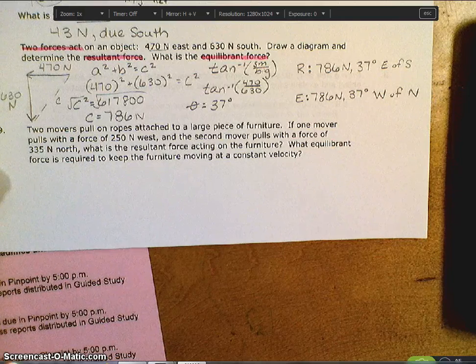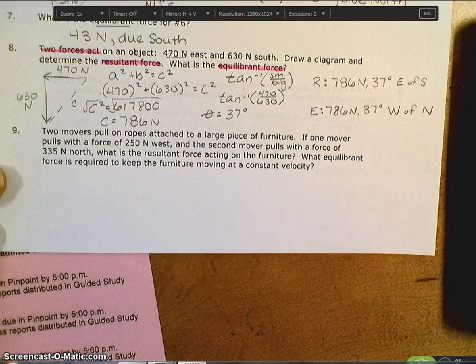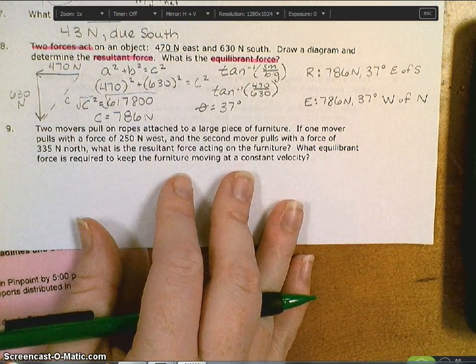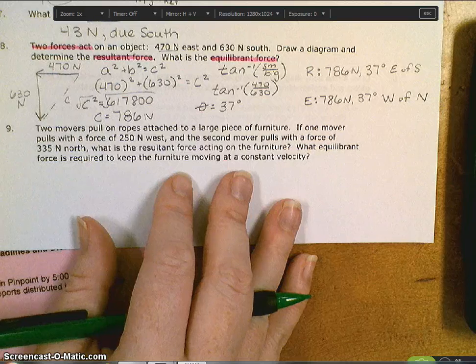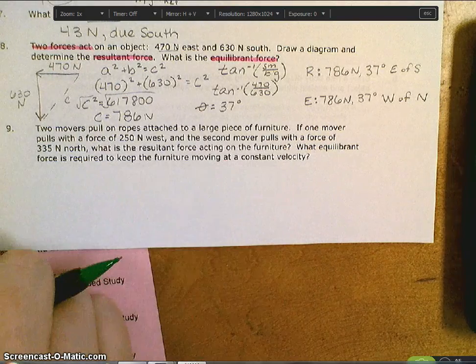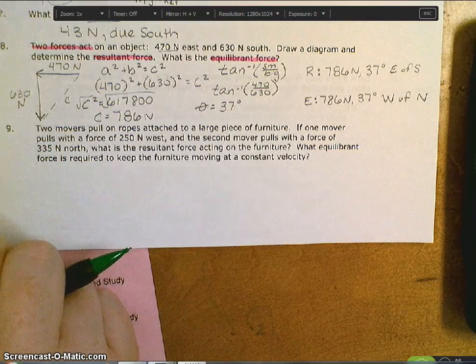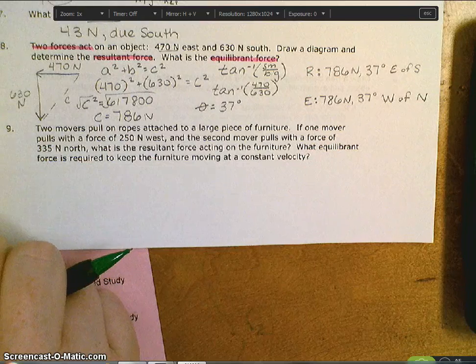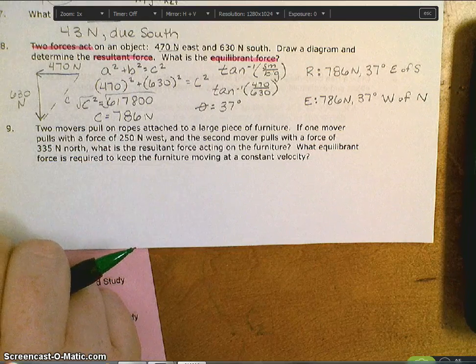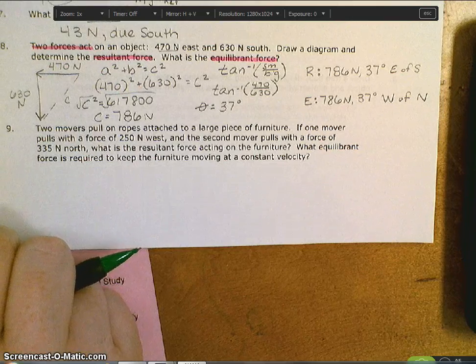Okay, that's the basics for solving an equilibrant problem. So I want you to try to work number 9 on your own. You should pause, start the problem. If you get stuck, then you should unpause. Watch the next steps, make sure that you're doing it correctly, and then when you feel comfortable, pause again and move on.